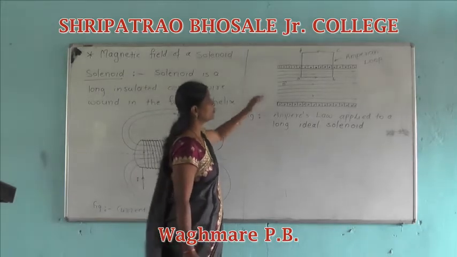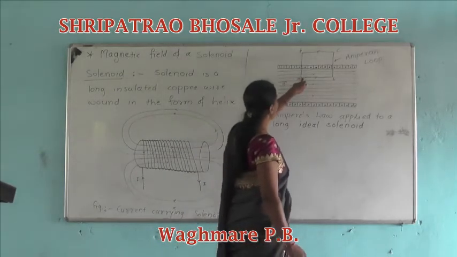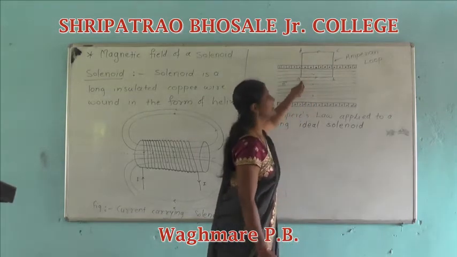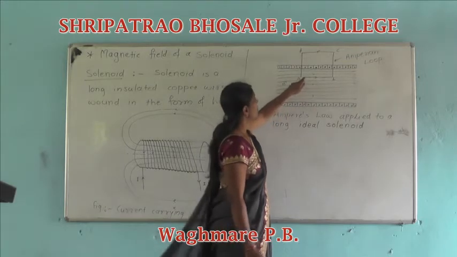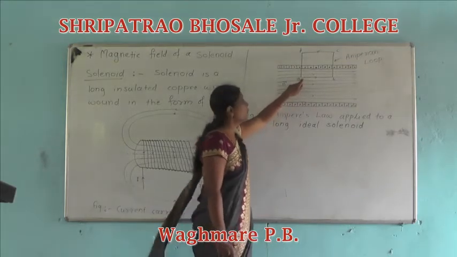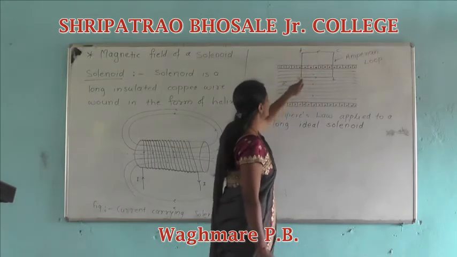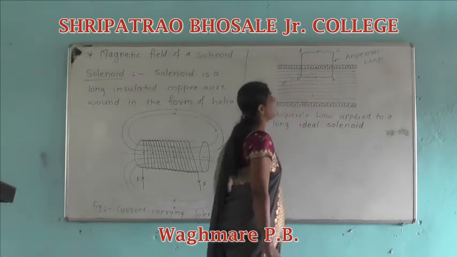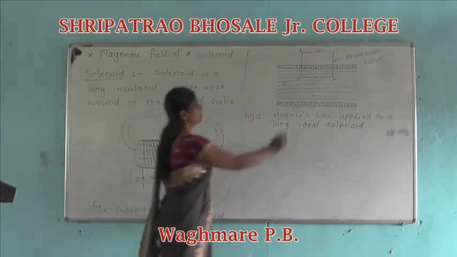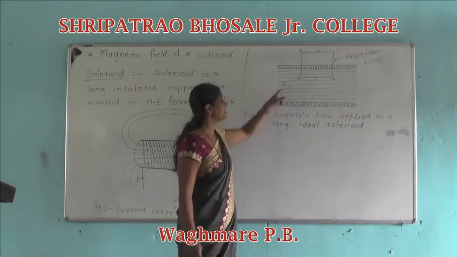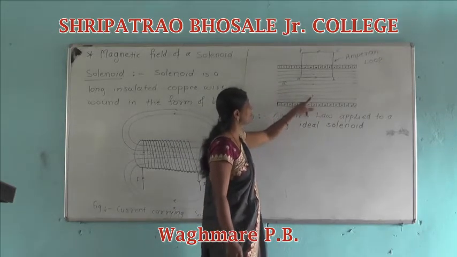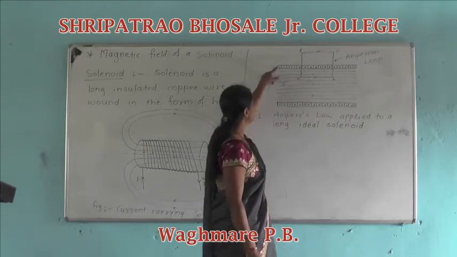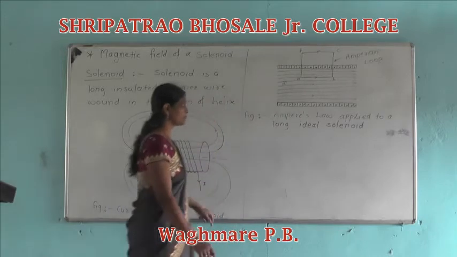Another figure is shown here, an Ampere loop. This A, B, C, D, A closed loop is shown. We can say the Ampere loop here, A, B, C, D. And this is the direction of integration, or the direction of the Ampere loop. The magnetic lines of force are shown here. This is the direction of the magnetic lines of force. And the direction of current is shown by the dot and the cross.